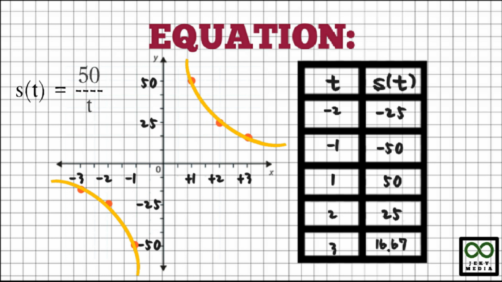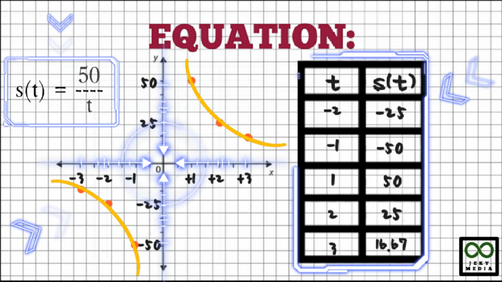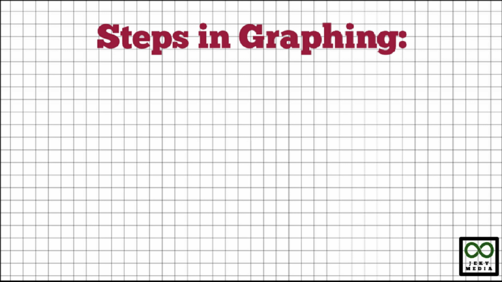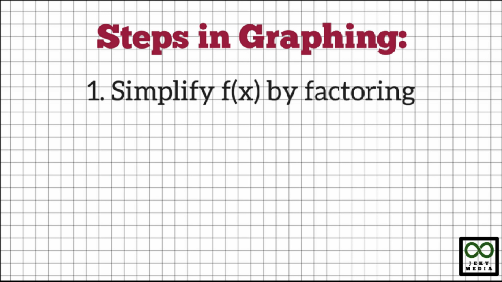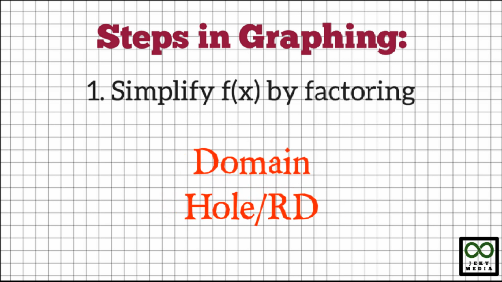What you have just learned is representing a simple rational function through equation, table of values, and graph. Now, let's delve deeper into more complicated rational functions. Here are the steps to graph them. Step 1. Simplify the rational function. Factor both numerator and denominator. Know the domain, and the holes are removable discontinuities.